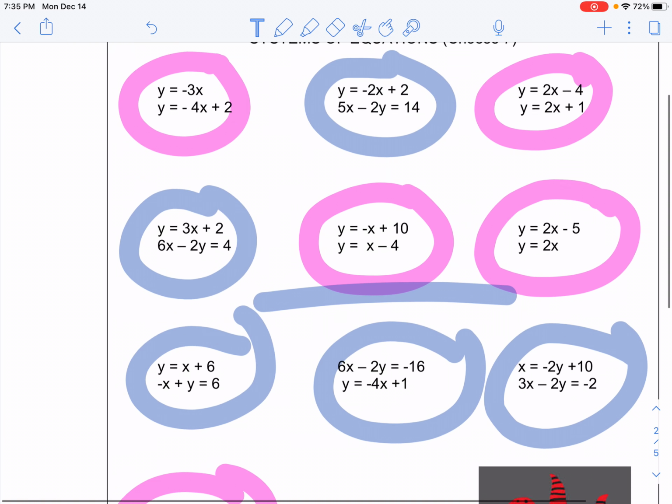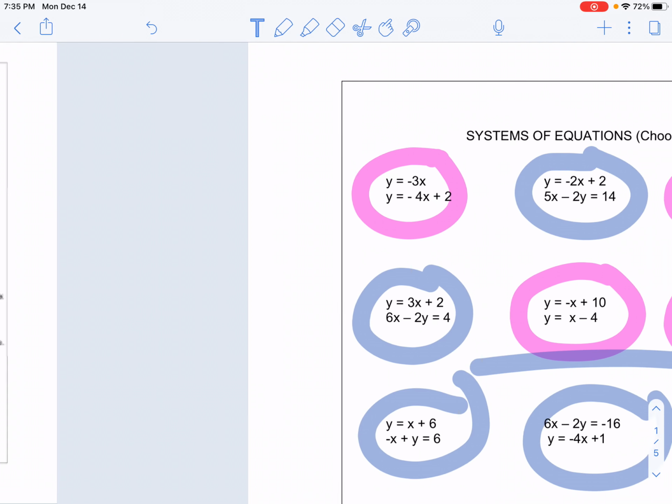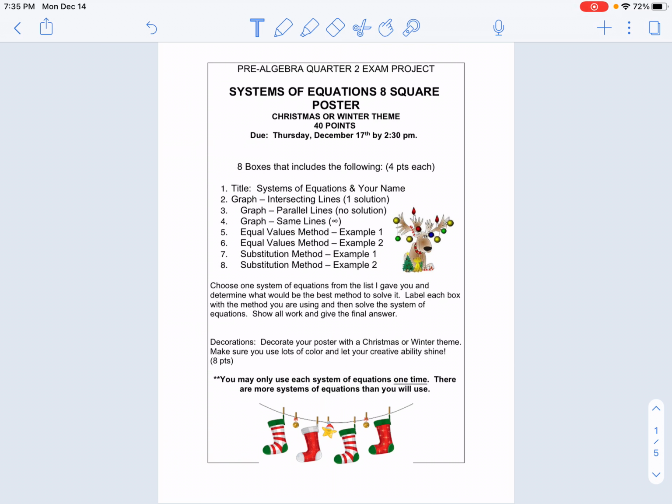If you ever have a question, just always go back to that directions page and make sure you have what you need in each of the boxes. If you do have any questions, just email me anytime. You guys have a couple days to work on this. Do not leave it till the end on Thursday. It's going to take you some time to work out these systems of equations. Get started on it today. Get some of that math work out of the way.